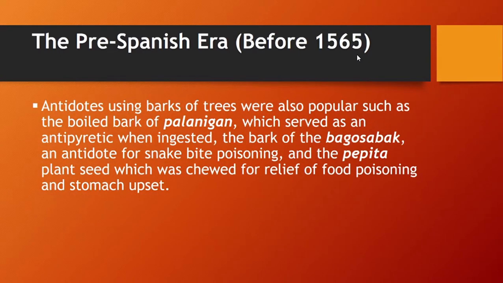Antidotes using barks of trees were also popular, such as the boiled bark of palanigan. So I would really suggest you search the internet for these medicinal plants and antidotes that I mentioned. This palanigan served as an antipyretic when you have fever. The bark of the bagosabak was an antidote for snake bite poisoning, and the pipita, which I showed you earlier, had seeds that were chewed for relief of food poisoning and stomach upset.